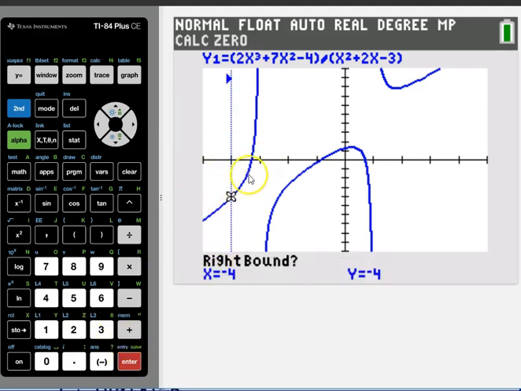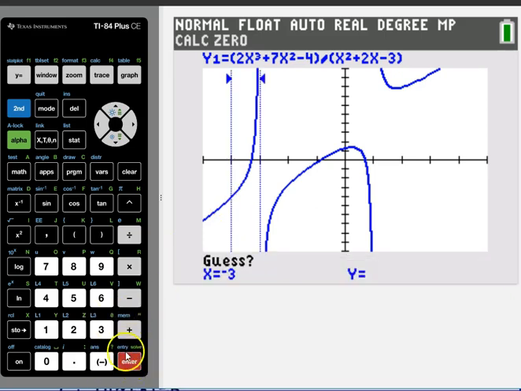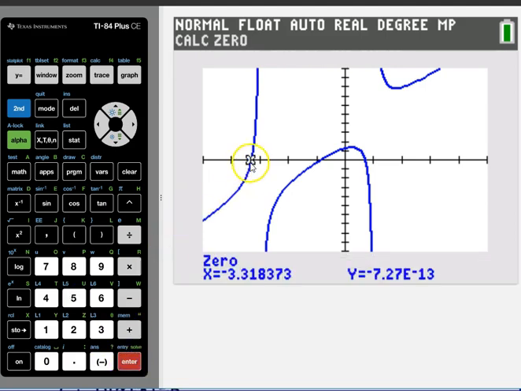Right bound, I could say negative 3 if I like. I can also move the cursor. And then guess, well, anywhere close, say negative 3.5. All right, it turned out to be negative 3.31. Oh, 3.32. I'm a terrible rounder. Gosh, look carefully at it. All right, so I'm going to repeat that process.